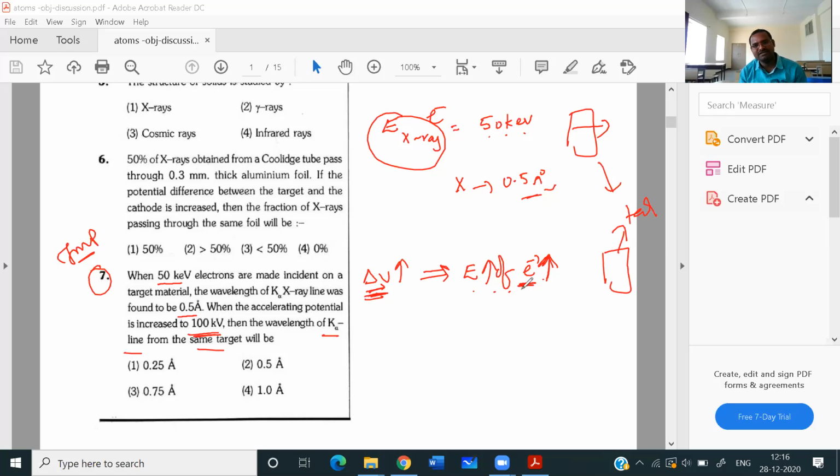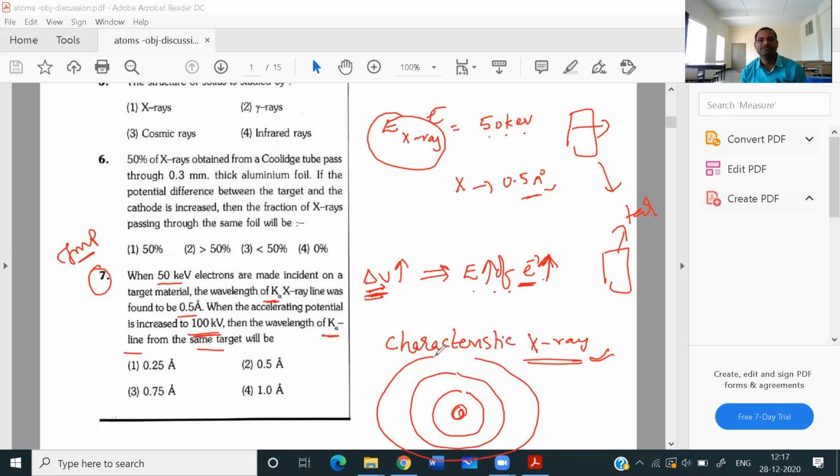However, when the energy of these electrons increases, what happens? How will they produce the K alpha line? K alpha, K beta, L alpha, L beta are called characteristic X-rays, do you remember? So how will they produce characteristic X-rays? See here, a nucleus will be there. Around this nucleus, K shell, L shell, M shell will be there.